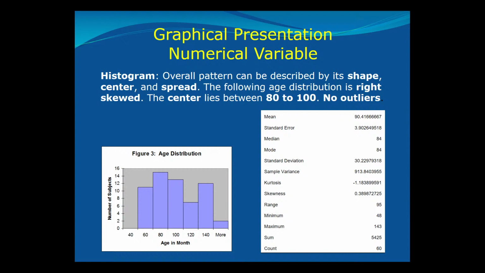The following age distribution is right skewed. The center lies between 80 and 100. There are no outliers in this example. And to describe this numerical variable, we can use different statistics with values for these statistics.